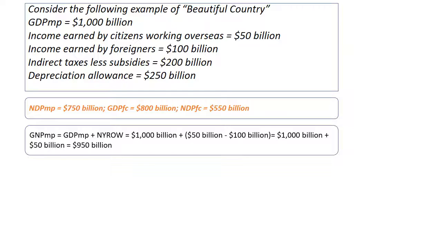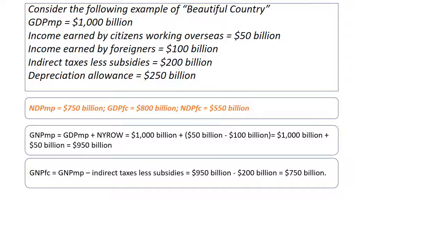And we know domestic and national are related through NERO. So to domestic income, if we add NERO, what will be NERO? It will be income of citizens working overseas minus income of foreigners working in this country, and that will be negative $50 billion. And if we add this to GDP-MP, we know GDP-MP is 1,000 billion, so 1,000 minus 50 billion, which is the income of citizens working overseas minus income earned by foreigners, and this will give us $950 billion as GNP-MP.